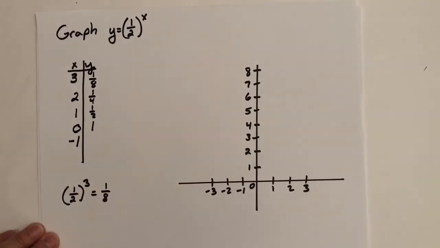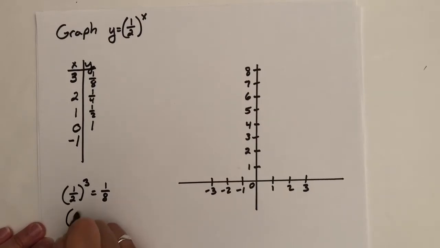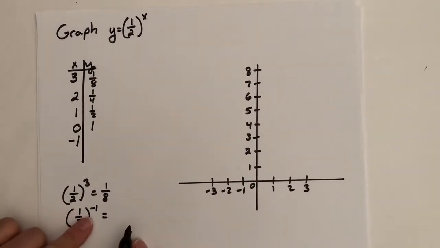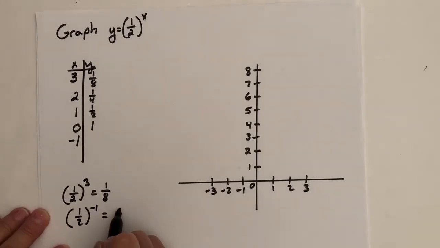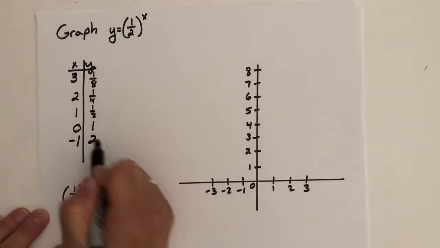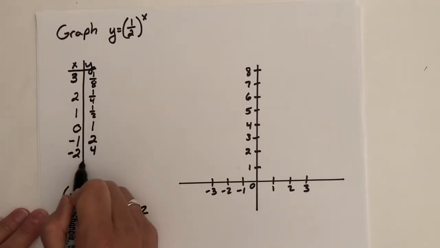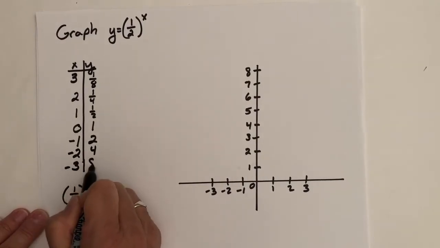Now let's see what we get when we put in -1. Remember, (1/2)^(-1) means we take the reciprocal of the base because of that negative exponent, which becomes 2 to the 1st power, or just 2. Similarly, we put in -2 and we'll get 4, and -3 gives us 8.